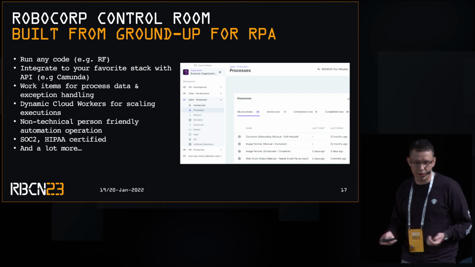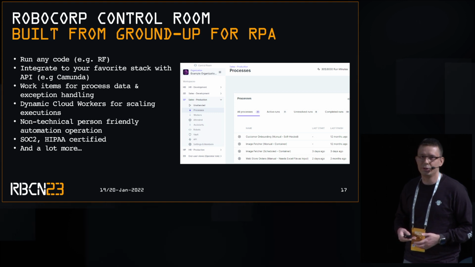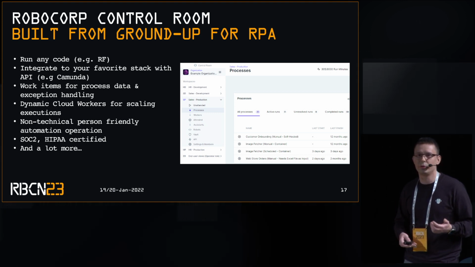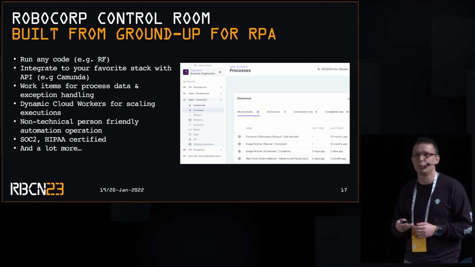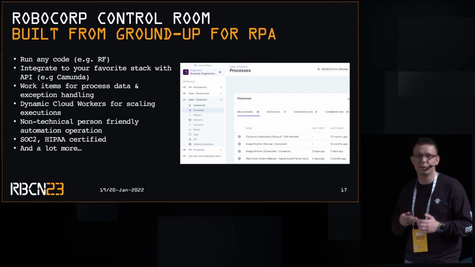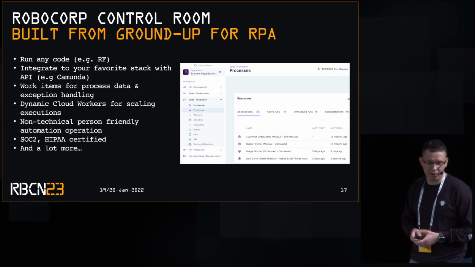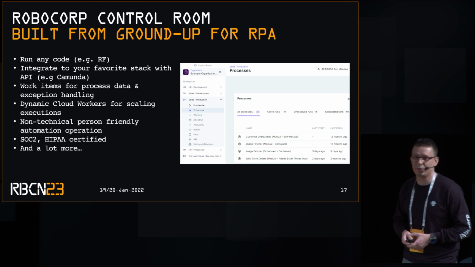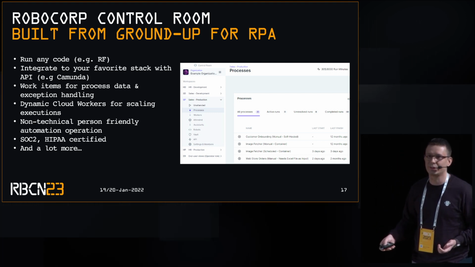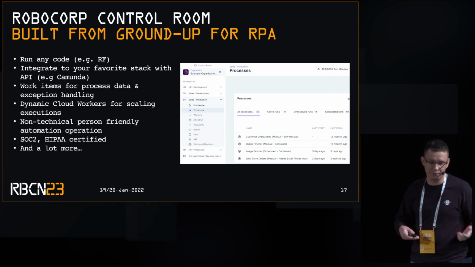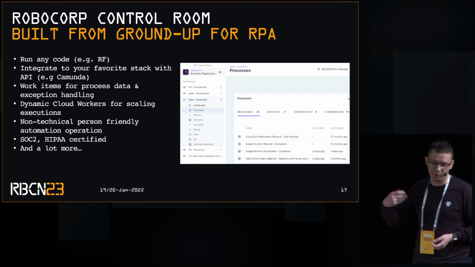Also, we have the work item system, which handles your process data and exception handling for you. So the developer doesn't need to write so much code to be able to have robust exception handling in their processes. It basically comes built into the best practice templates. Also, we provide dynamic cloud workers for scaling executions and running without any infrastructure. So if you are working in cases that don't have, for example, SAP or other stuff that really needs a Windows machine, there is a cloud infrastructure that is just one click away.